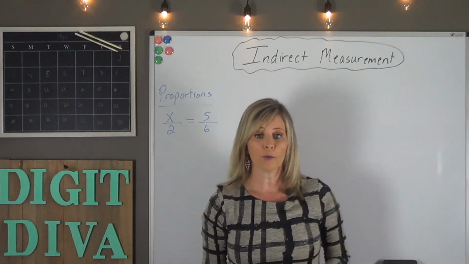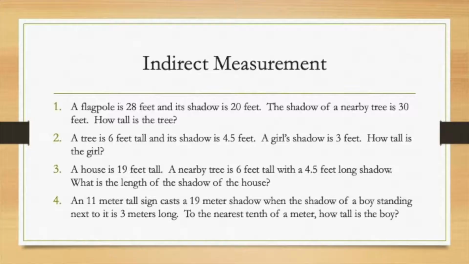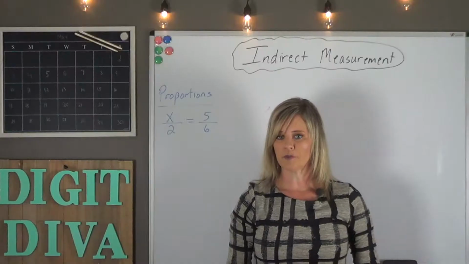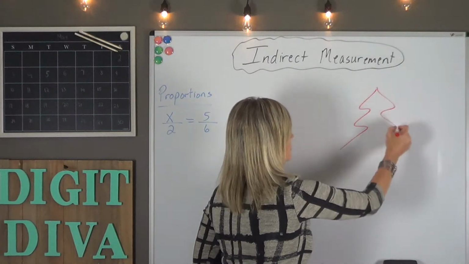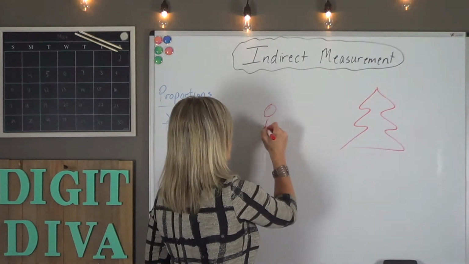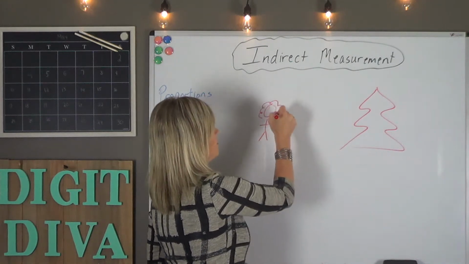And I've made up 4 problems for us to practice. So number 2, a tree is 6 feet tall and its shadow is 4.5 feet. A girl's shadow is 3 feet. How tall is the girl? So we have a tree and we have a girl. Okay, we'll give this girl some hair.